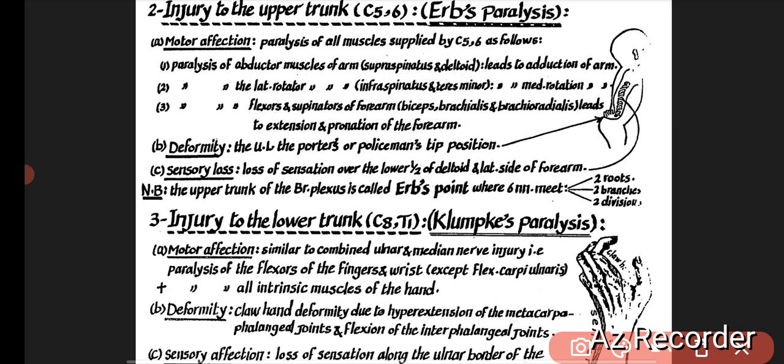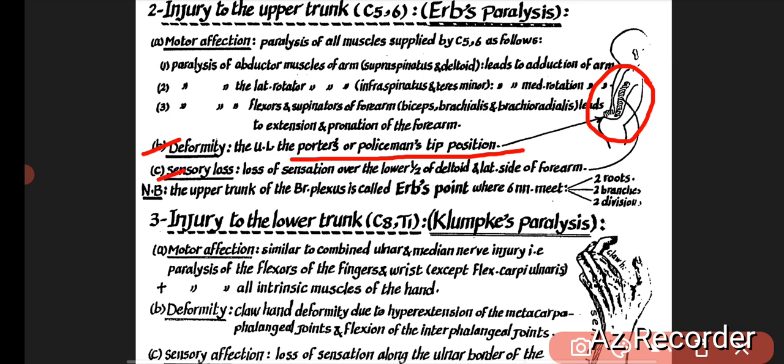Now, in this Erb's paralysis, we will see the deformity known as the Porter's tip deformity or policeman's tip deformity. Okay, here is the position. See, this is the position of the Porter's tip deformity or policeman's tip deformity. It is known as the policeman's tip deformity because policemen gradually took tips in this position previously.